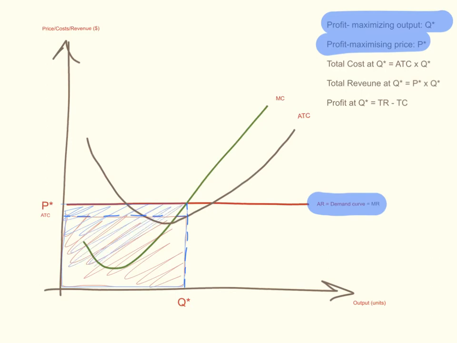As you can see, again, the difference is the profit earned by the firm. So total cost is ATC times Q star, total revenue is P star times Q star, and the profit is the difference between total revenue and total cost. This is in the situation where a firm faces a perfectly elastic demand curve, a straight line demand curve that is perfectly elastic or horizontal.